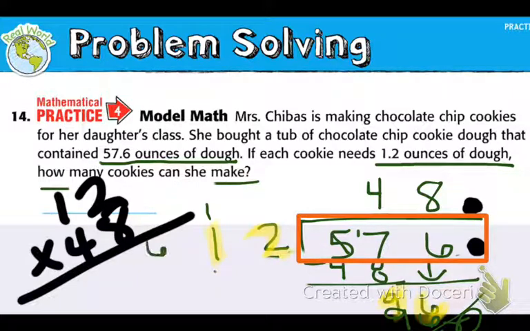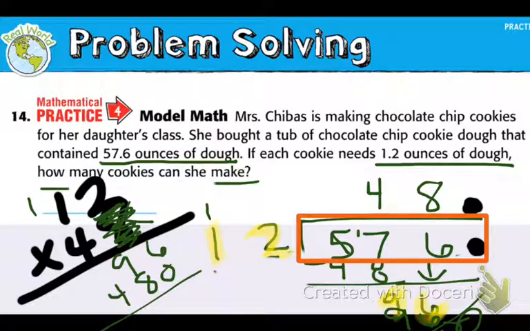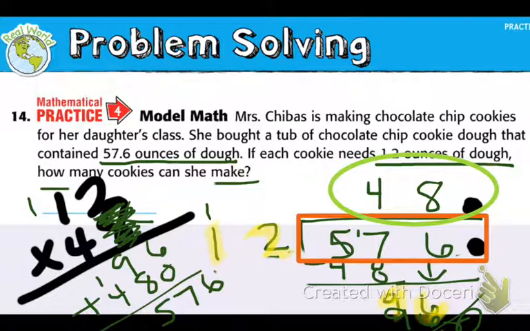Well, 8 times 2 is 16. 96. I'm going to add my 0 and continue to multiply. What is 4 times 2? Well, that's 8. 4 times 1? Let's go ahead and find the sum of our partial products. And we got 576. So we know that she can make 48 cookies with the cookie dough she has.